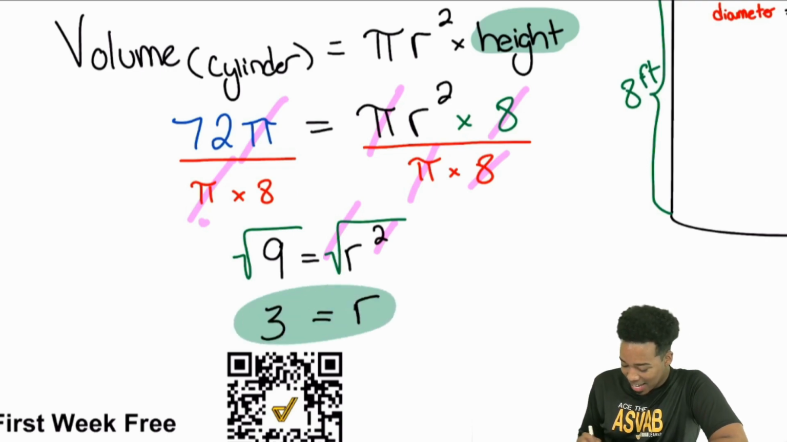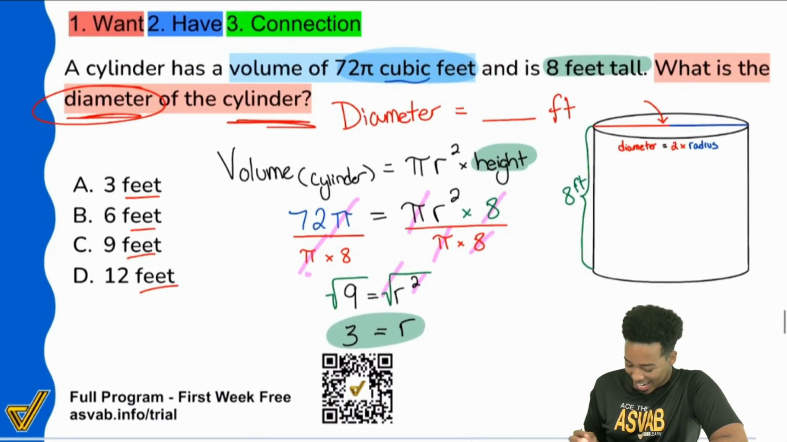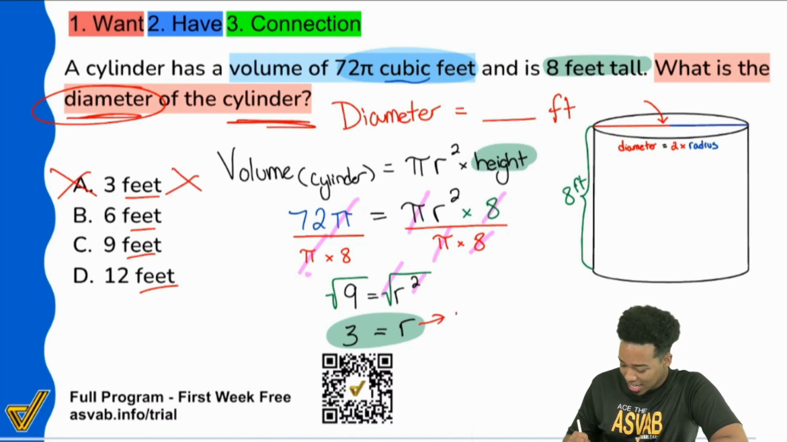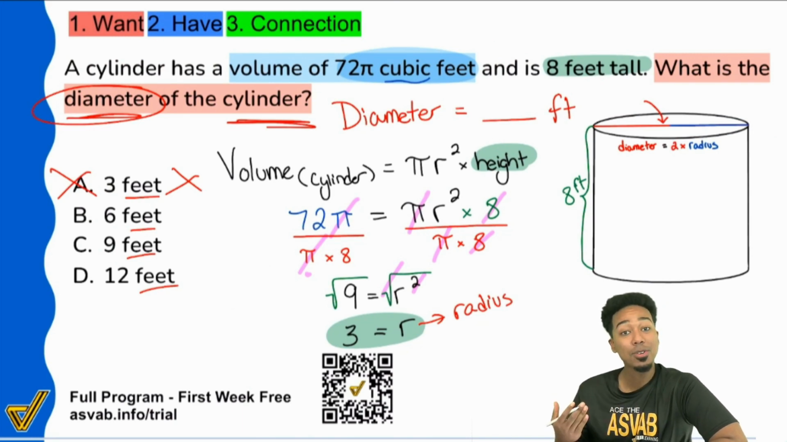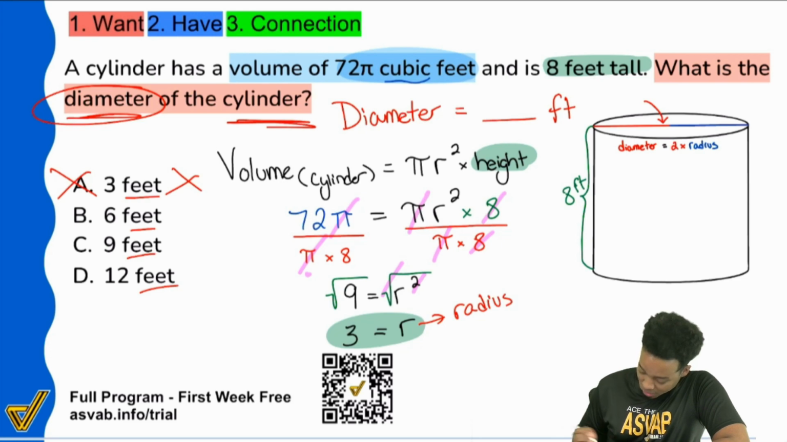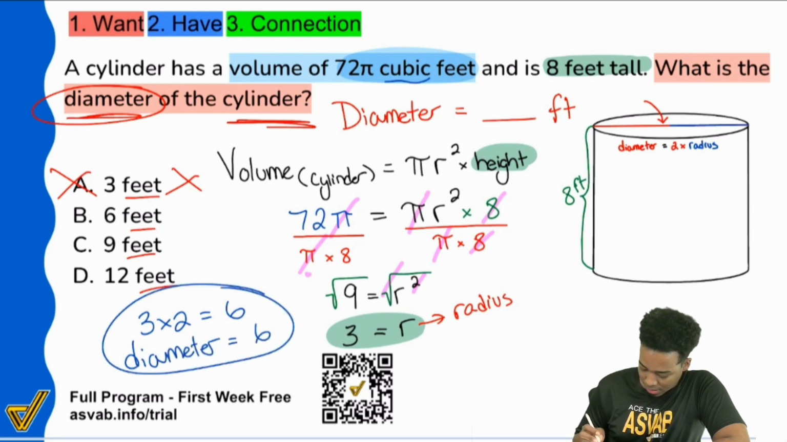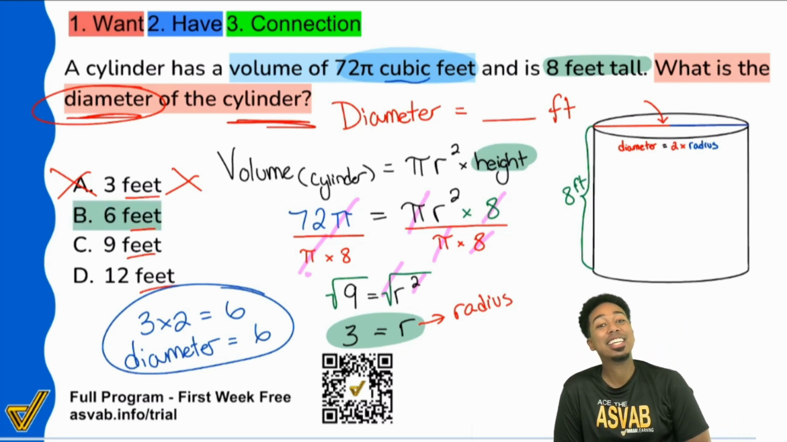But again, that's not going to be the answer. Do not believe for a second that A is the answer. It is not, because that is the radius. That is the radius. To get the diameter, we have to double this. And so doubling 3 will get us 6. So again, 3 times 2 equals 6. So the diameter equals 6. And that's why B is the correct answer, 6 feet.